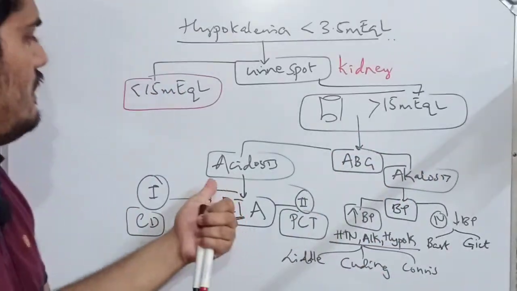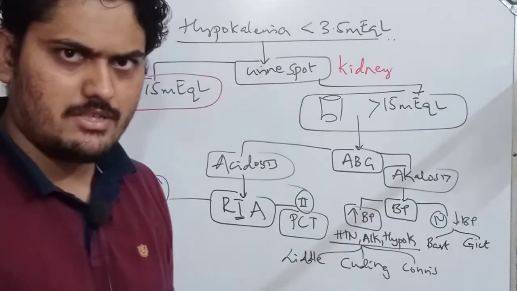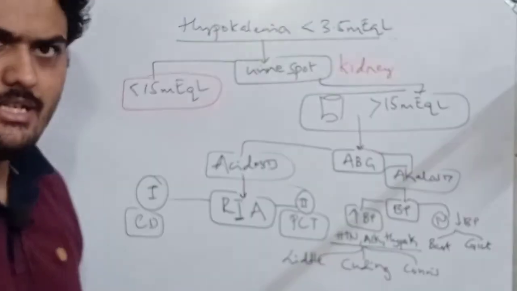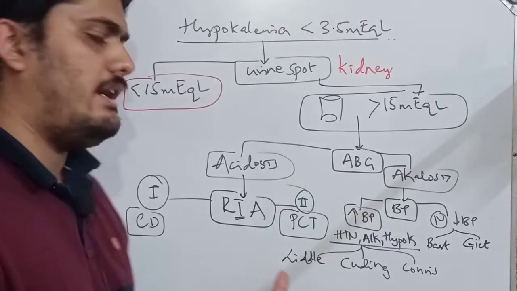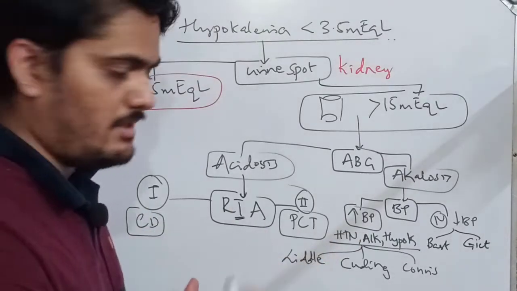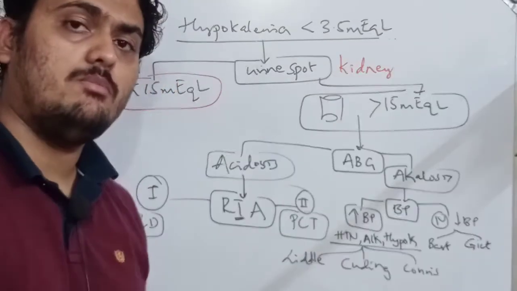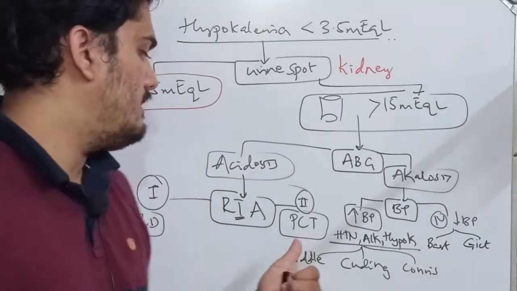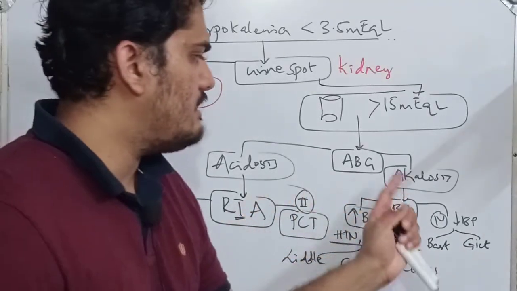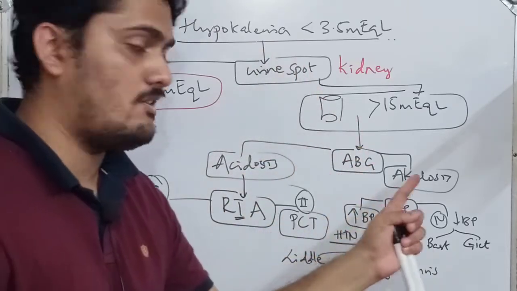In the ABG, if the ABG report shows an acidosis pattern, then there are two important differential diagnoses. What are these? RTA. In RTA, there are two important types: RTA type 1 and RTA type 2. In RTA type 1, the problem lies in the distal segment, that is the collecting part of the kidneys. In RTA type 2, the problem lies in the reabsorptive part, that is the proximal segment, nothing but the PCT. So the patient is having hypokalemia with arterial blood gas analysis showing an alkalosis pattern.